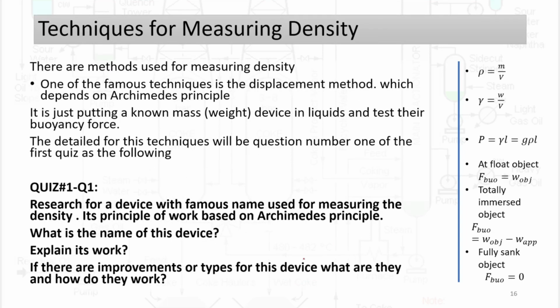Now let's go to the technique for measuring the density. As per the previous formulas, we can utilize them to measure the density.